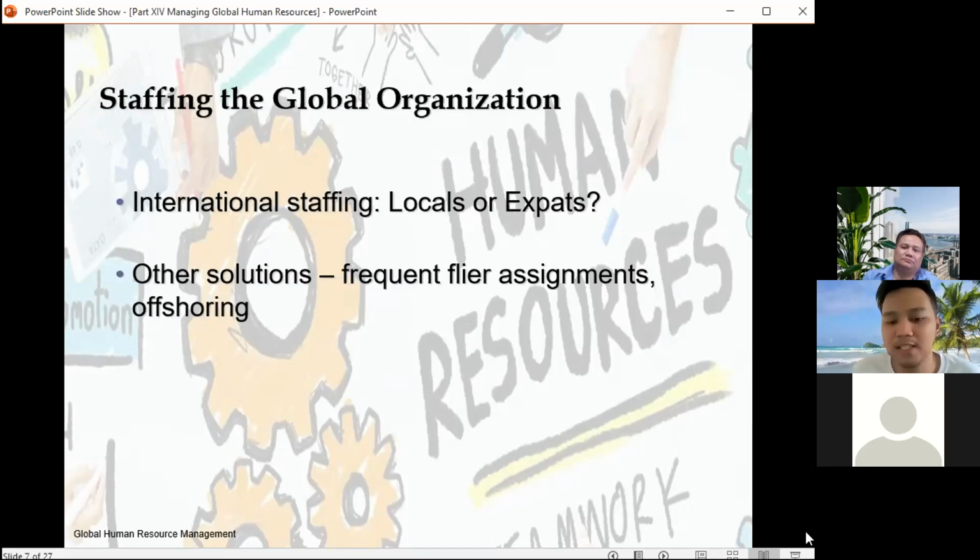So the employer here does not treat them as an expat, but instead, for example, as a Philippine local hire. Then we have offshoring. Offshoring is an important international staffing issue. Offshoring means having local employees abroad do the jobs that the firm's employees previously did in-house. Offshoring is also increasingly popular. Offshoring and outsourcing are different things.